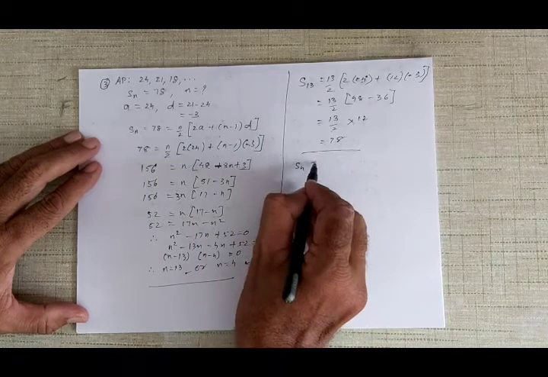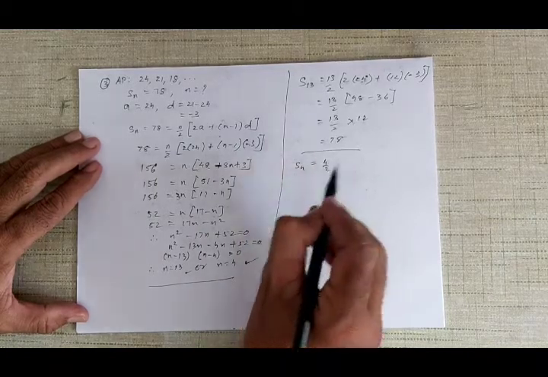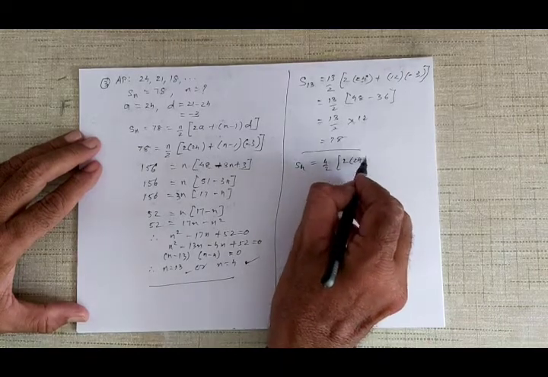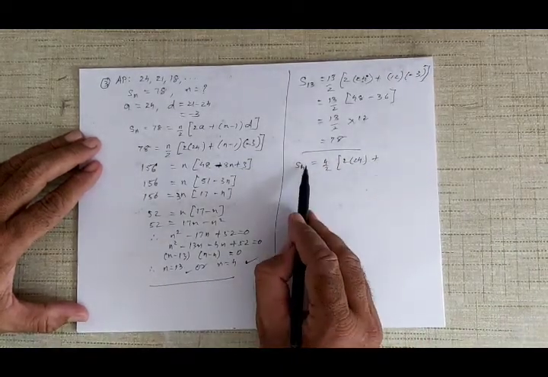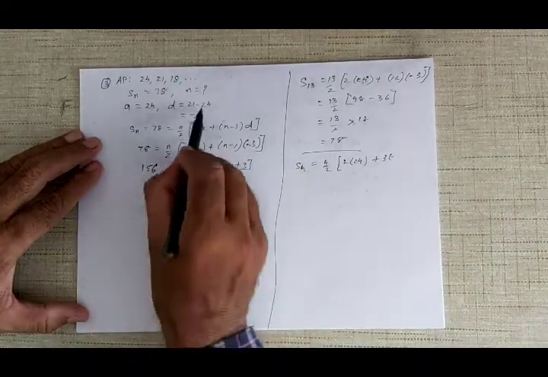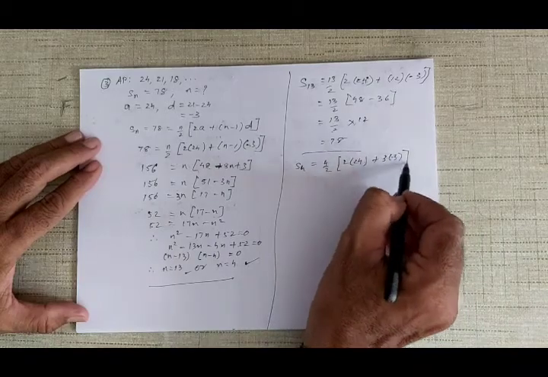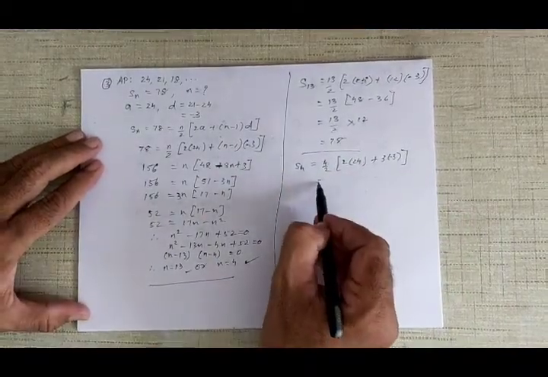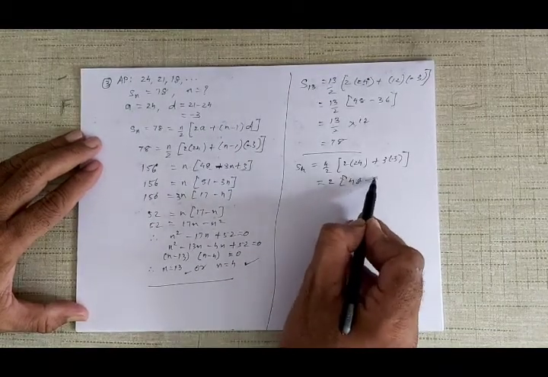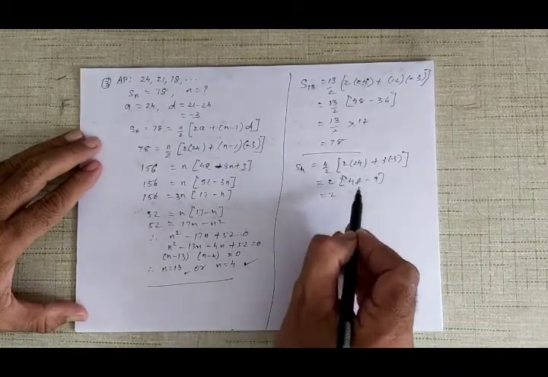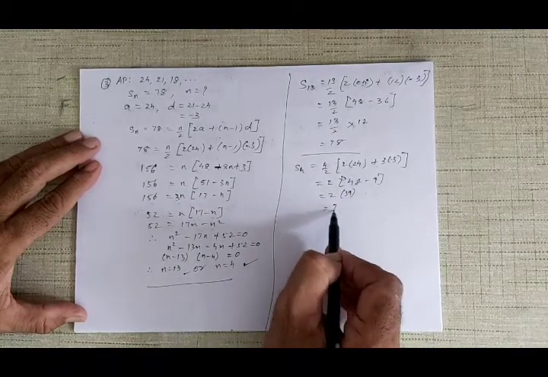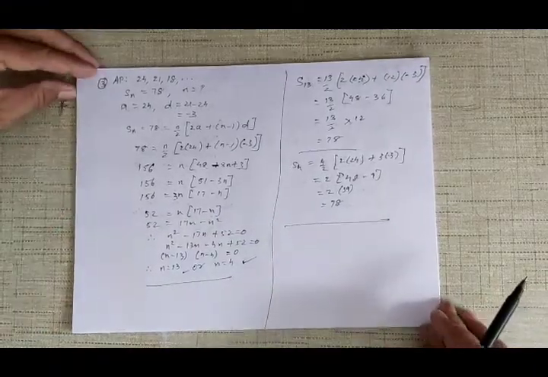Look at s of 4. Okay, 4 upon 2, this is s of 4, and into bracket 2 into 24 plus the 4th term, so 4 minus 1 is equal to 3, and what was the value of d? The value of d is -3. Now this also should give 78. 4 upon 2 means 2, 24 2s are 48 minus 9. Okay, so 2, 48 minus 9 is 39, 39 2s are 78. Look, so both are possible.